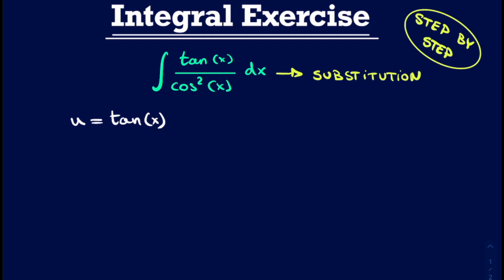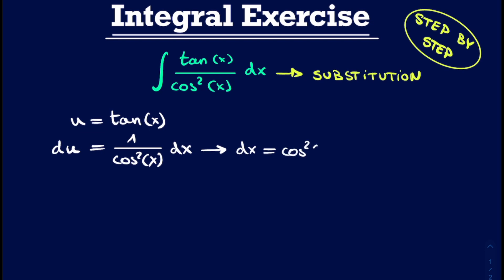Now this can be very easily found by differentiating both sides of this equality sign. Thus on the left hand side we have du, and on the right hand side we have d of the tangent of x, or the derivative of the tangent of x. So we get 1 divided by the cosine squared of x, which is the derivative of the tangent of x, dx. Now if we want to rewrite this to isolate dx, we simply get that dx is equal to the cosine squared of x times du.